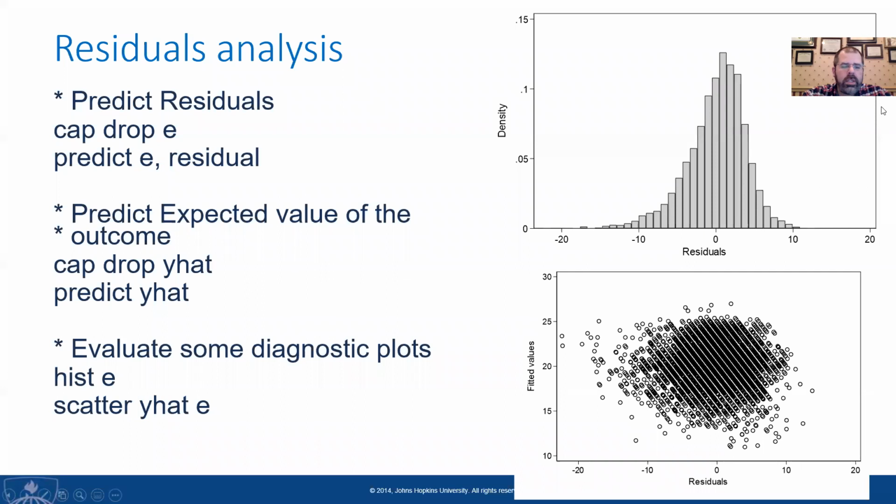We would also want to predict the expected value of the outcome. So I'm calling this y hat, and I would just type predict y hat. Then we evaluate several diagnostic plots.